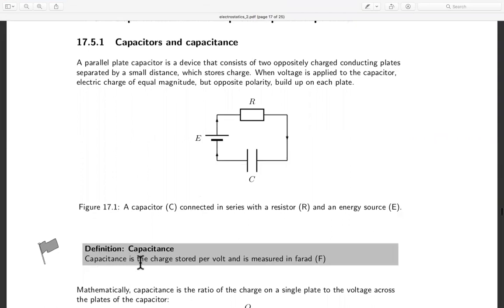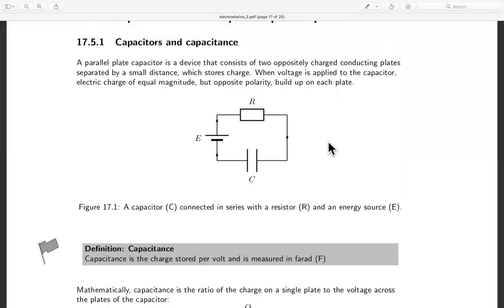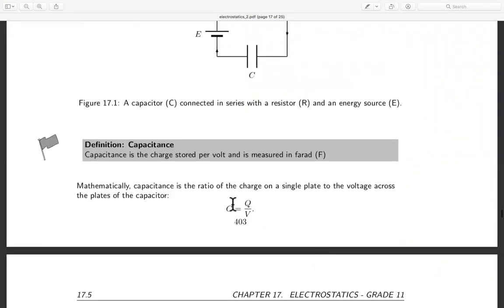Capacitance is defined as charge stored per volt, and it is measured in farad. Capacitance is charge over volt, and the unit of capacitance is farad. We have the formula C equals Q over V, where C is the capacitance of the capacitor, Q is charge, and V is voltage.